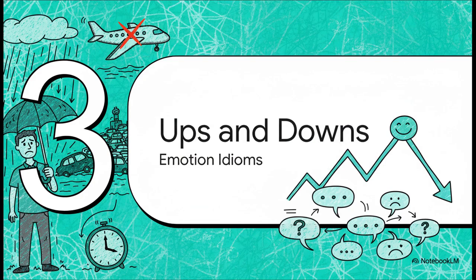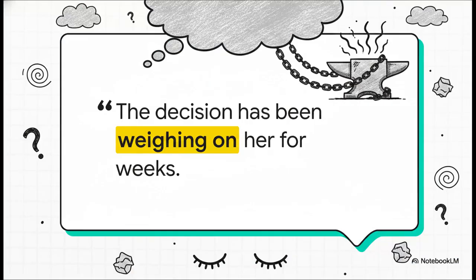Part 3. Dealing with ups and downs. Emotion idioms. As you're out running all those errands, unexpected things inevitably happen, right? Bad traffic, pouring rain, sudden cancellations. English uses idioms to describe these emotional reactions, and they sound so much more natural.